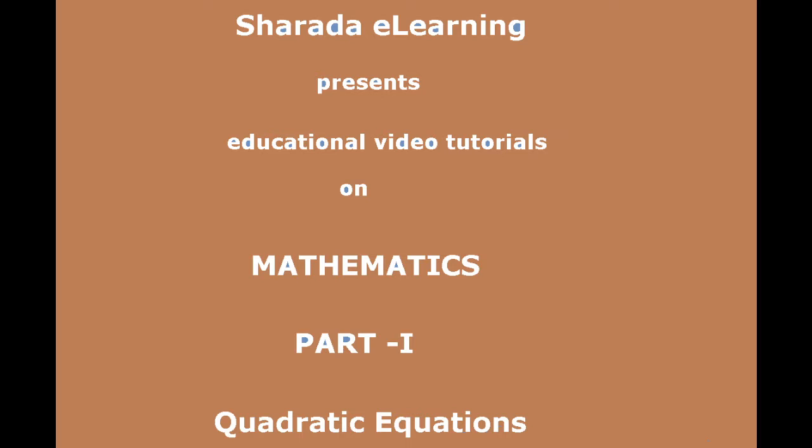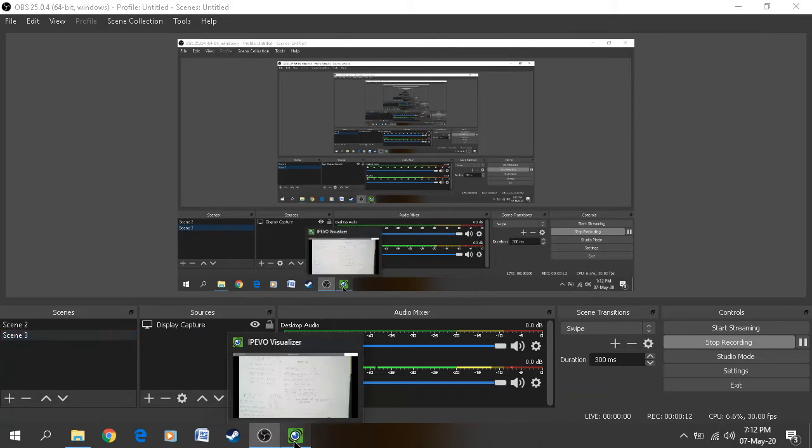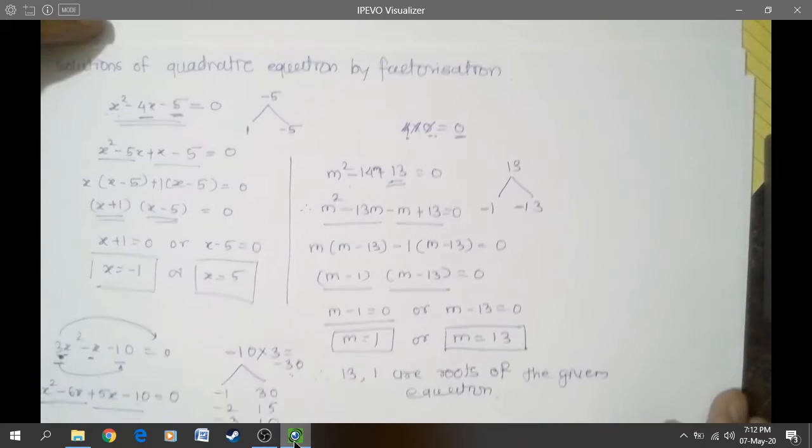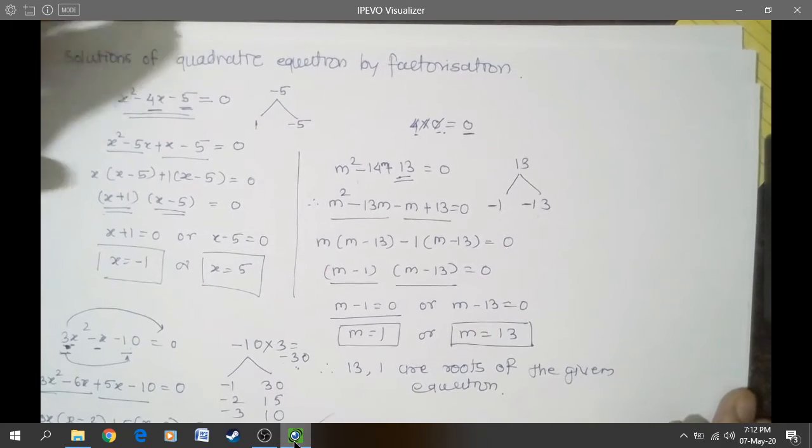We are covering chapter number 2 from Mathematics Part 1, which is quadratic equations. In this video, we will cover the solution of quadratic equations by using the factorization method.